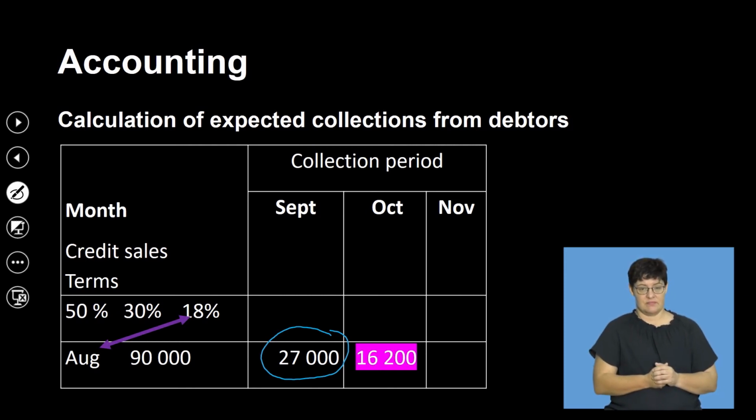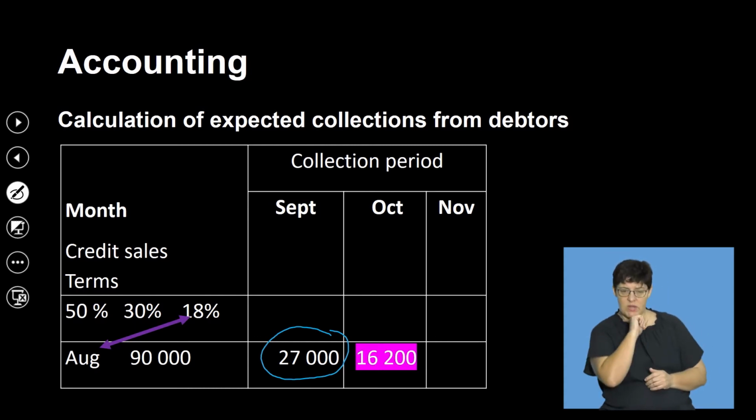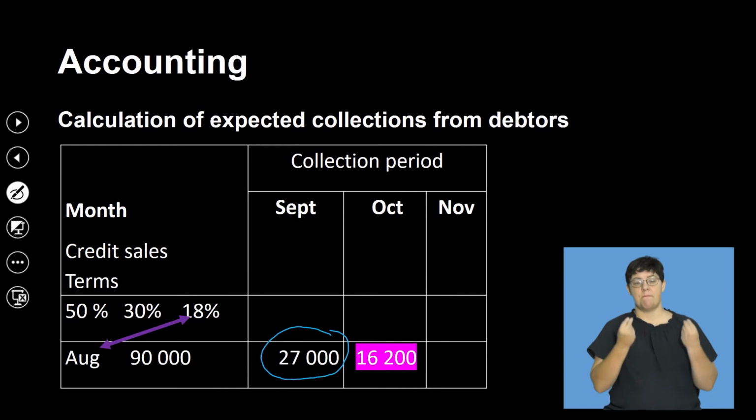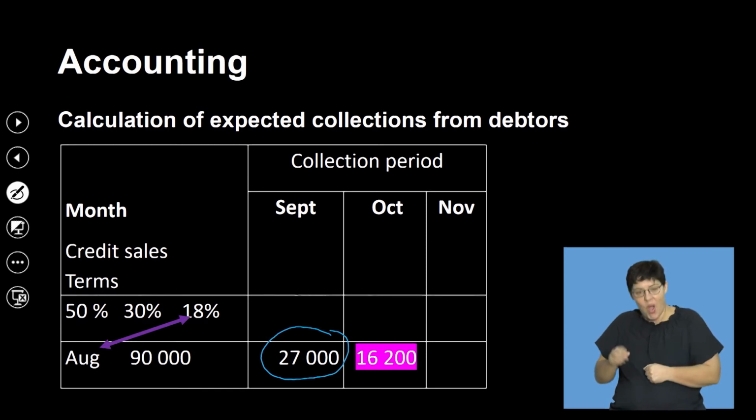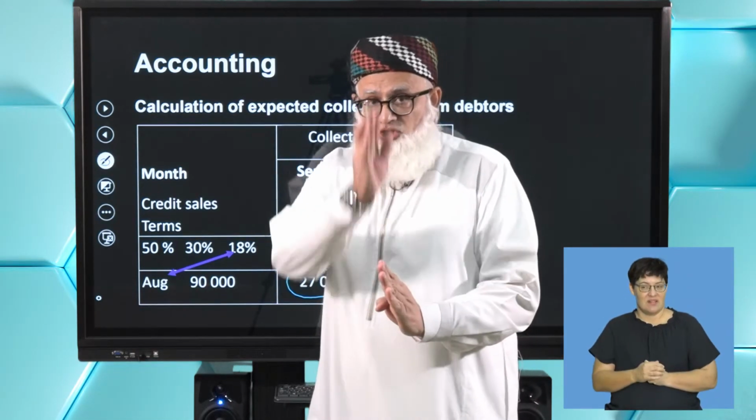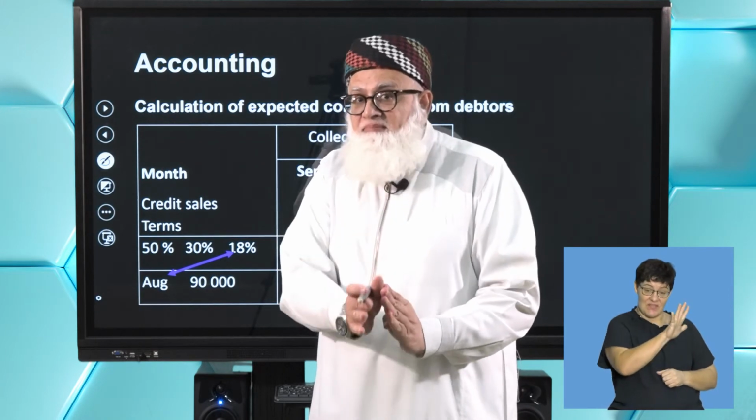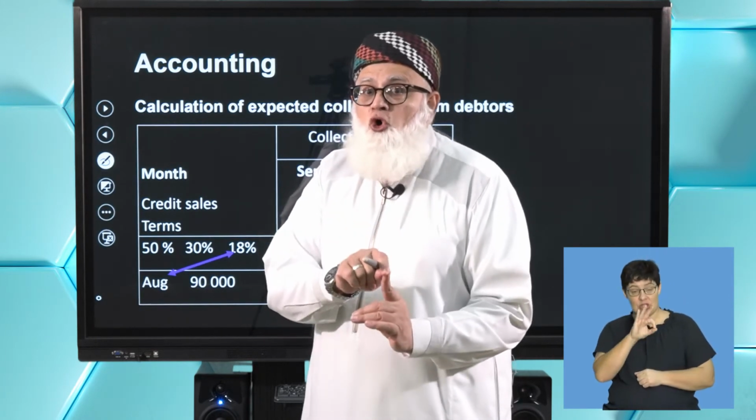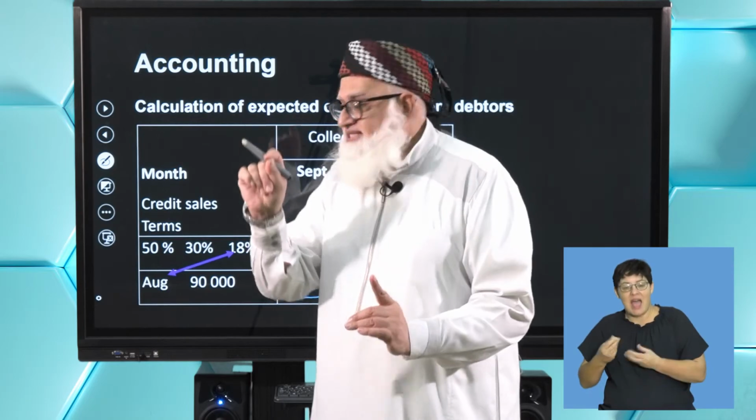But if I look at August, then I know I'm going to receive in August, in September, and I'm going to receive a component in October. Remember that? August is 50%, September 30%, but October there will be 18%.